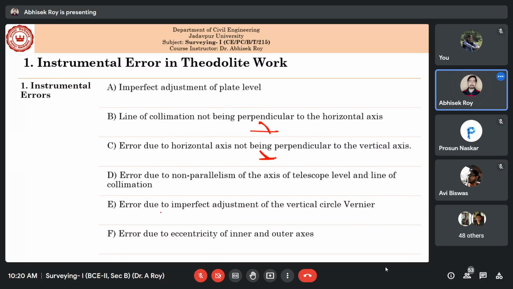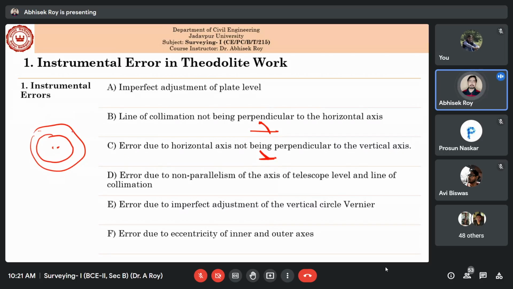Now, then there is error due to the vertical circle vernier. Error could be due to the eccentricity of the outer axis and the inner axis. That means if your vernier plate and main scale plate, their axis, if it is not passing through the same point, then also there will be some kind of error.